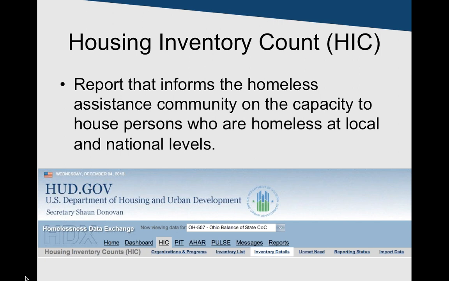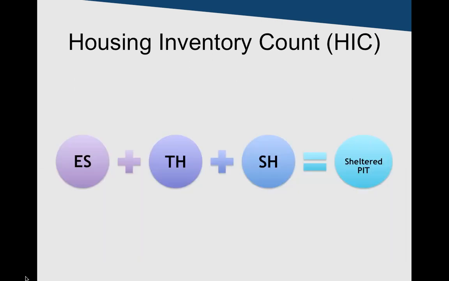So the housing inventory count is a point-in-time count inventory of the projects within a continuum of care that provides beds or units that are dedicated to serving homeless persons. And it should reflect the number of beds and units available on the night of the count that are dedicated to serving persons who are homeless, and for permanent housing projects, which might be your rapid rehousing or your permanent supportive housing, counting those people that were homeless at entry.